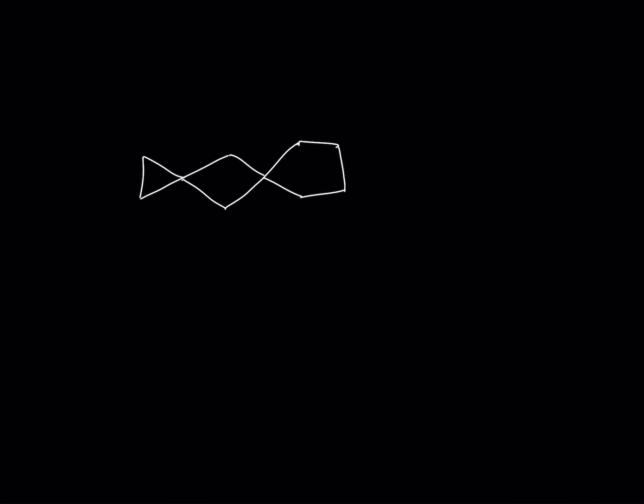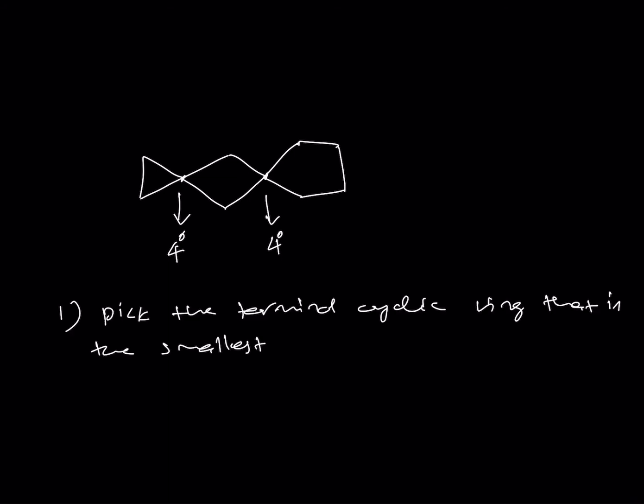So in this case, we have one quaternary carbon here, the 4-degree carbon we call it, and then we have another quaternary carbon here. So this is basically a dispiro compound. So how to arrive at an IUPAC name for this molecule? The rules are the same as before, and a few additional points that you need to keep in mind are as follows. Pick the terminal cyclic ring that is the smallest. In this case, obviously the 3-membered ring is the smallest, and start numbering from there.